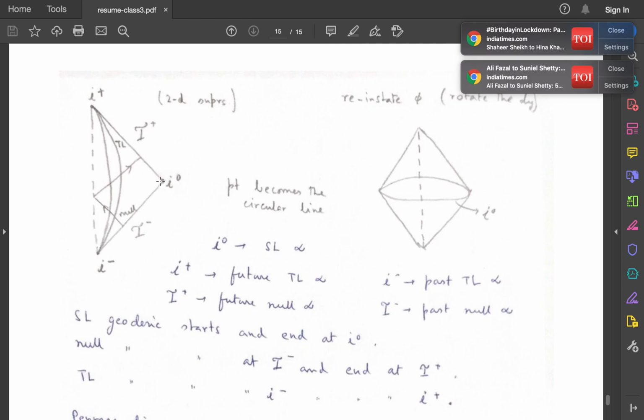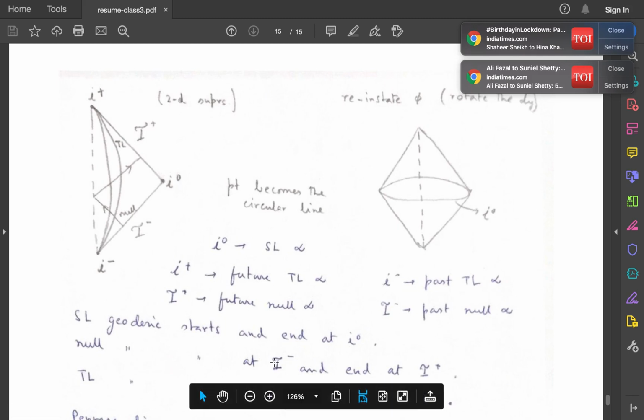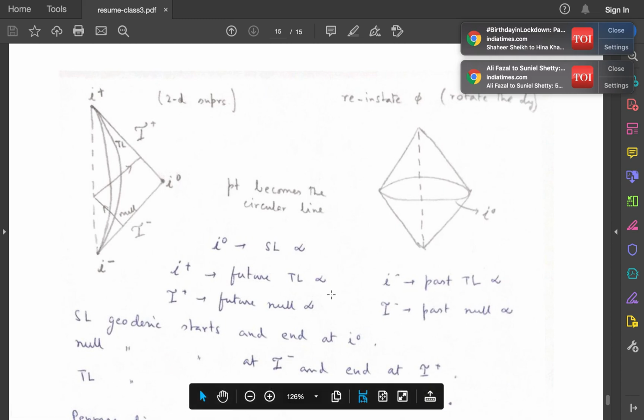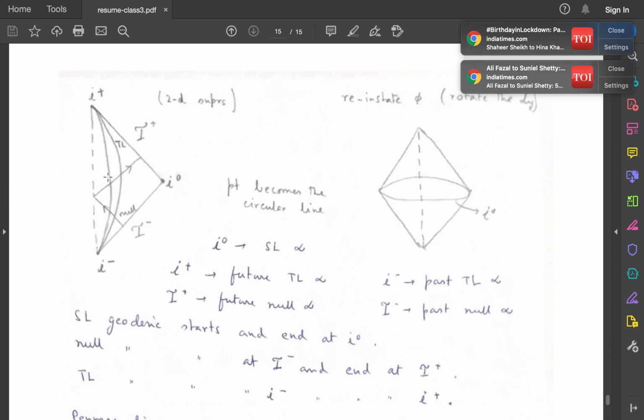As I told you, a null geodesic starts at I minus and ends at I plus. It starts here and ends here. It can be in here, like this. They should always end at scri plus or minus. A timelike geodesic should start at I minus and end at I plus, so a timelike geodesic should go like this.